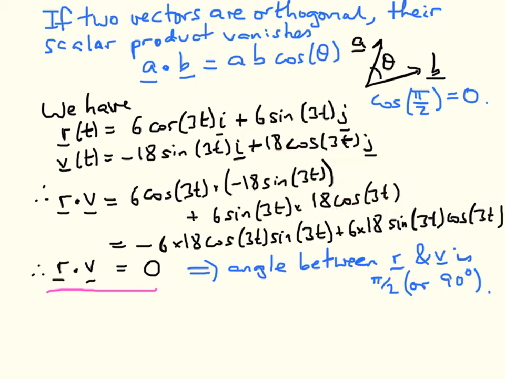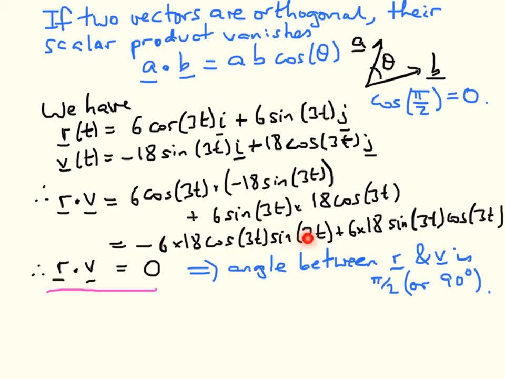So in both terms there is a factor of 6 and a factor of 18. There is a cosine of 3t and a sine of 3t, here in the opposite order, but it doesn't matter because these are just now scalars that we're multiplying together. So we have minus 6 times 18 times the cosine of 3t times the sine of 3t plus 6 times 18 times the sine of 3t times the cosine of 3t.